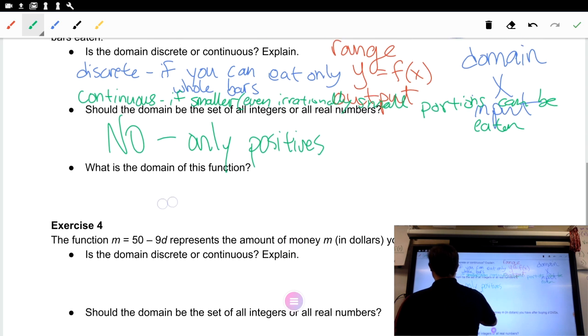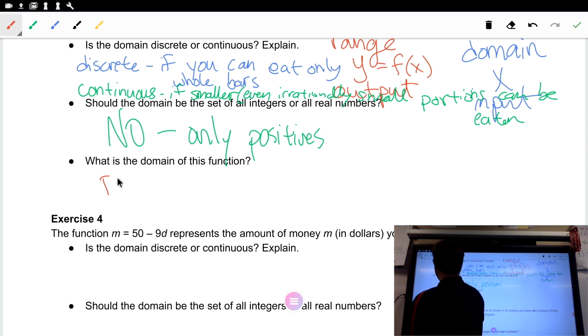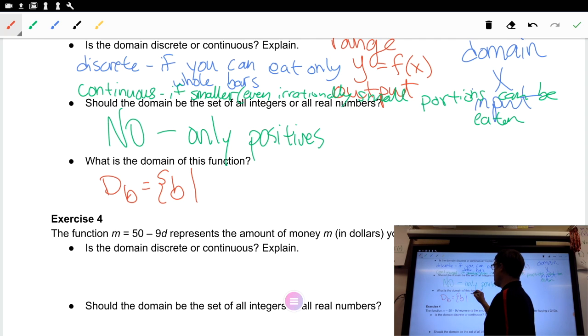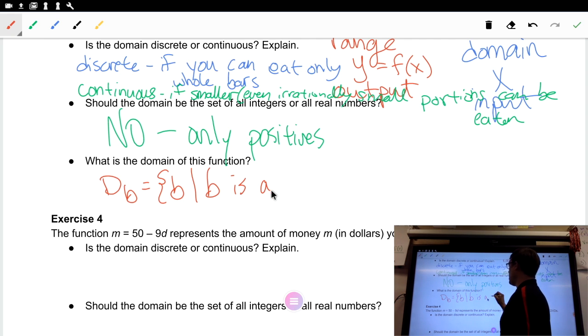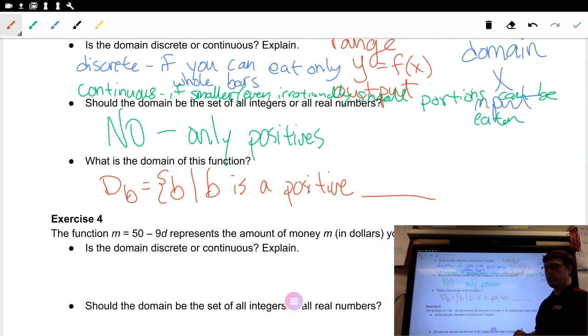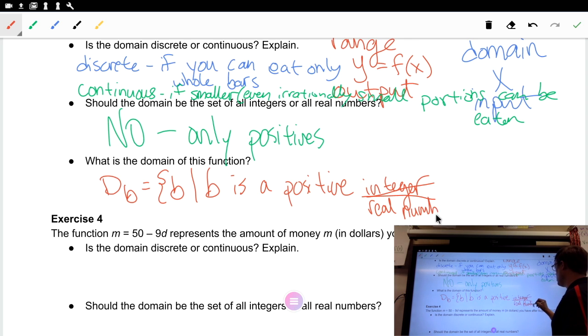Okay, what's the domain of this function? So let's describe the domain of the cereal bars to be the set of all B such that B is a positive, and then what do you want to put right there? Real number, integer? I'll put integer. Well, if you mean we can have other things, let's just put real number. There we go. That's our domain.